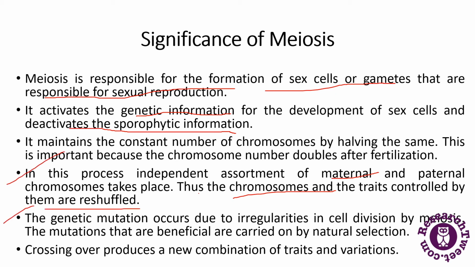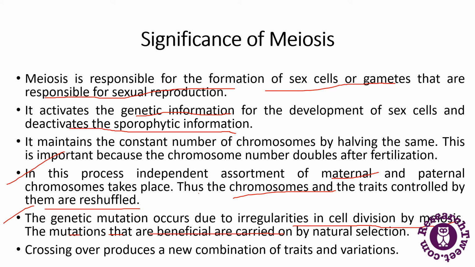Next, genetic mutation occurs due to irregularities in cell division by meiosis. This is the type of cell division in which the chromosome number is halved, and a different trait comes out. Meiosis maintains the natural selection phenomenon, and mutation comes up after every cell division. Crossing over, which takes place in meiosis 1, produces new recombinations of traits and variations.